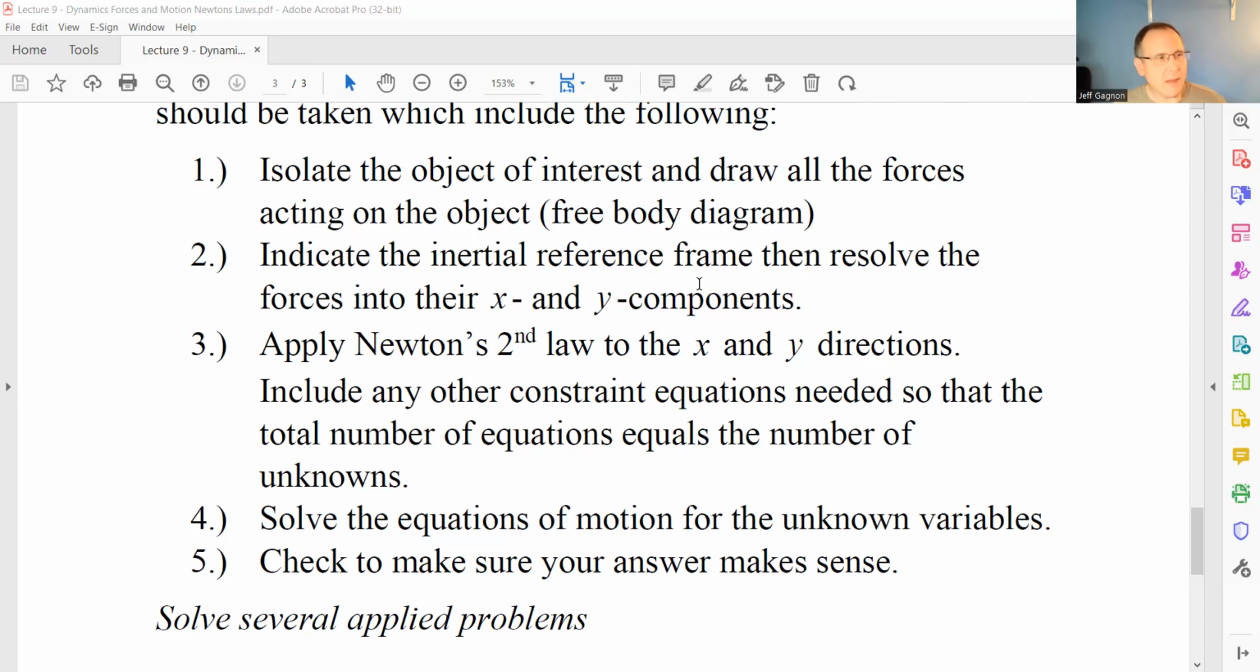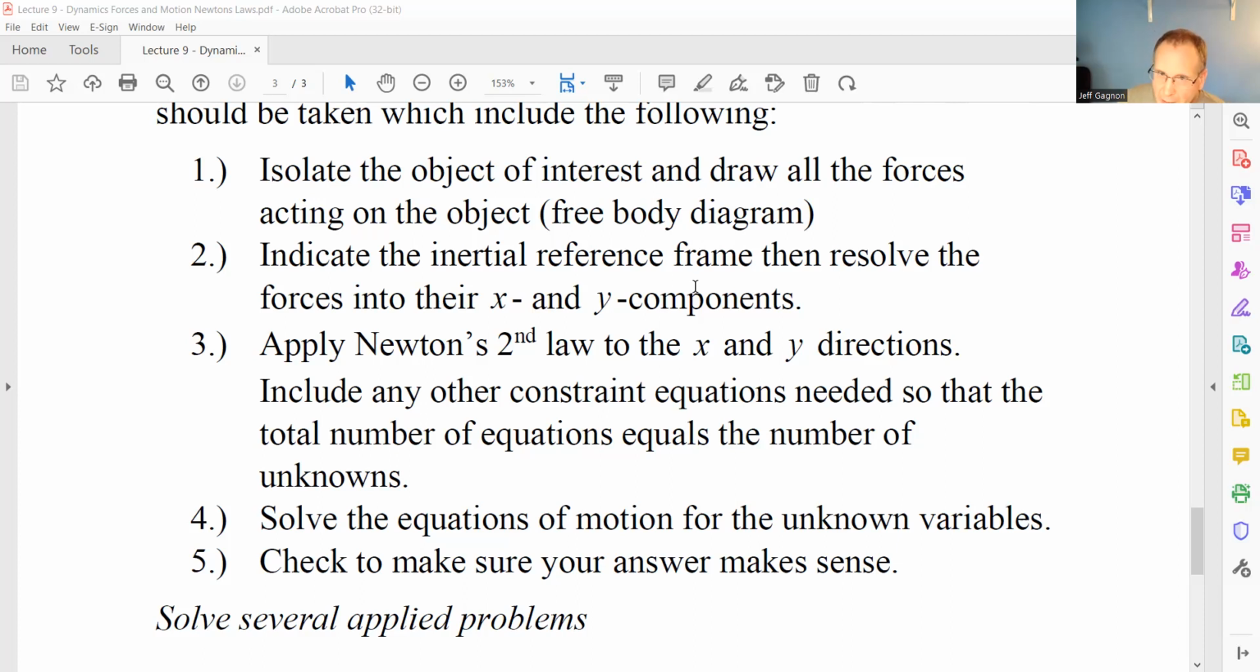Okay, you can think of an inertial reference frame as some reference frame that the motion is going to occur relative to. So if we're talking about an object moving on your lab bench, then a frame that's attached to the lab bench will be your inertial reference frame. Let's say the x direction is along the bench and y would be perpendicular to the bench. Okay, don't worry about that too much. I'll show you what I mean by an inertial reference frame when we start working on some of these problems.